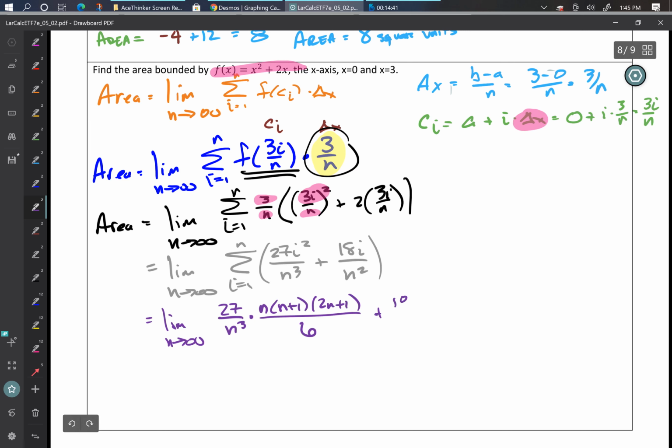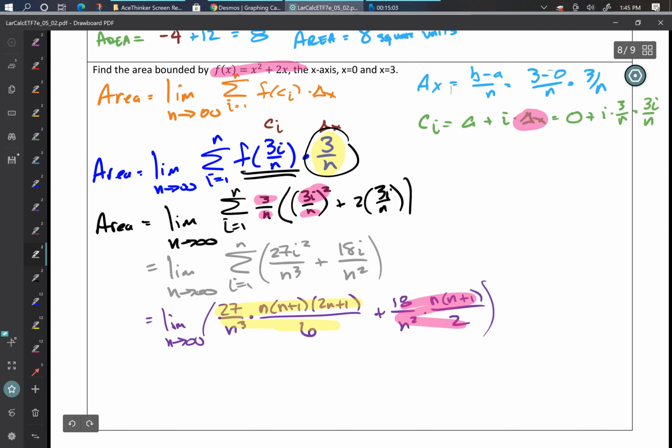I'm going to have an 18 over n squared for the second one times the summation rule for i, which is n times n plus 1 divided by 2. And I want to take the limit as n approaches infinity of that whole hot mess. Okay? I'm going to do them separately. I'll look at this one first, and then I'll look at this one.